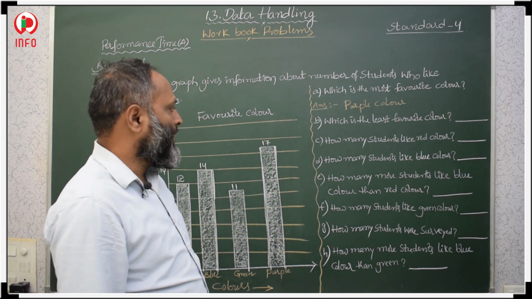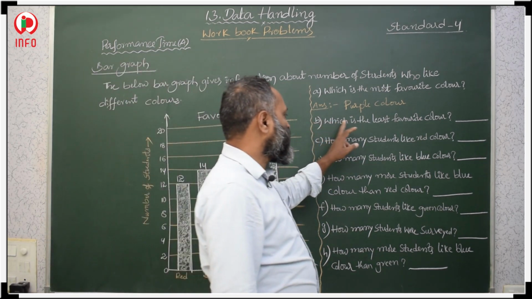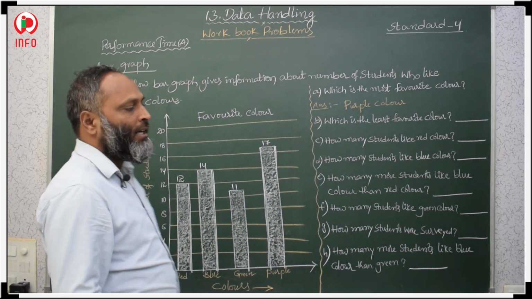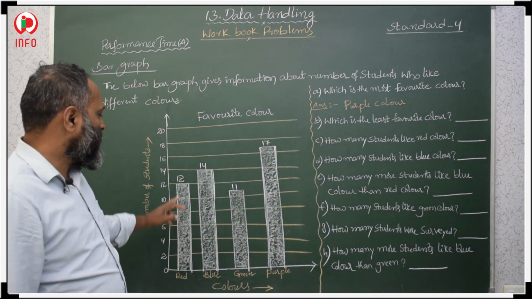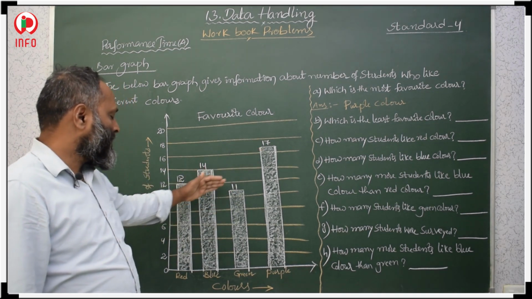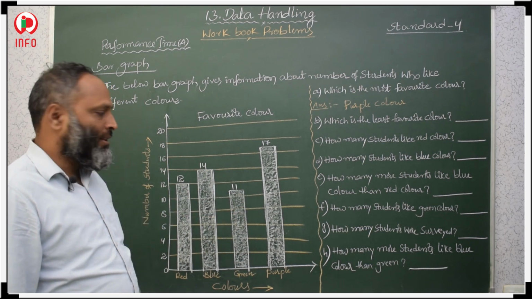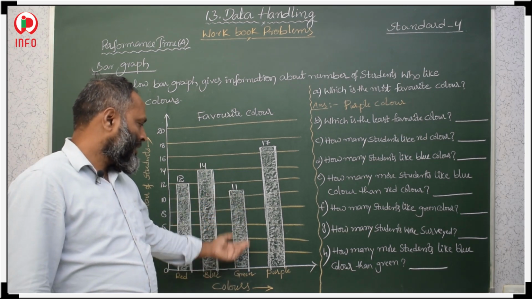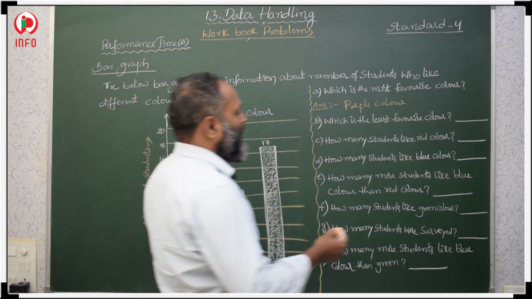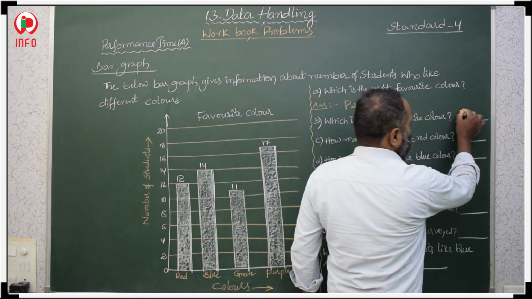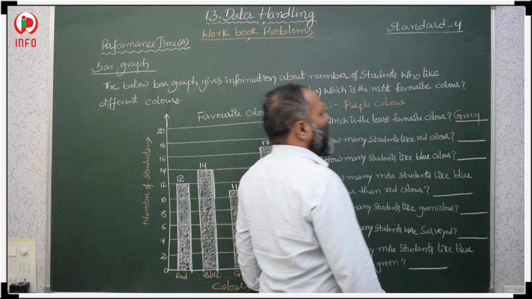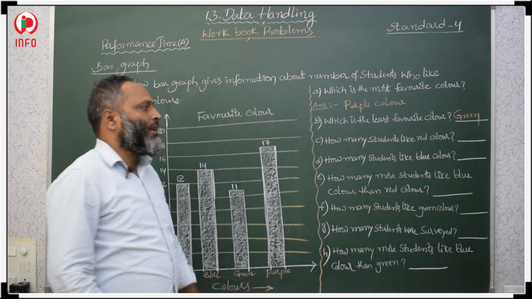Then the second question: which is the least favorite color? He is asking for the least color. Least means lowest. So we have 12, 14, 11 and 17. Which one is the least length of the bar? That is green. So green color is the least in length. Green color is the least favorite color.